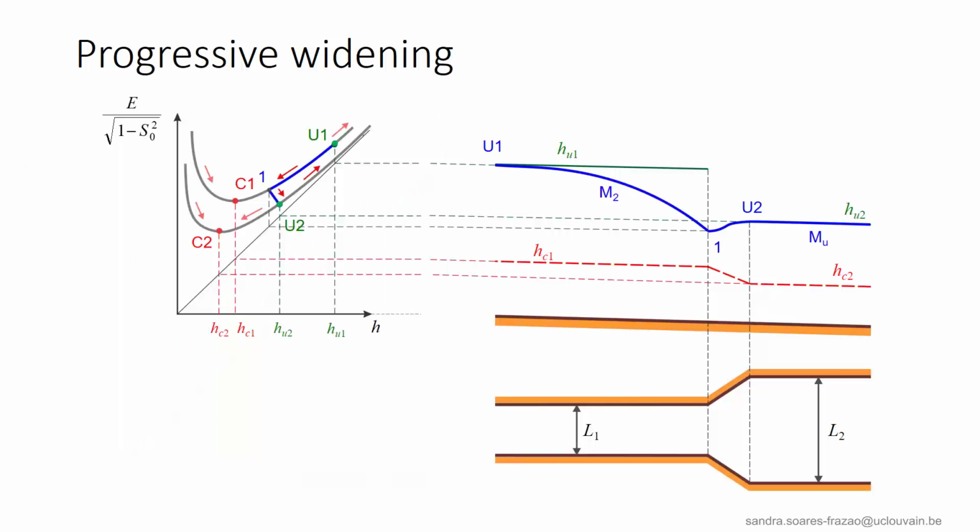The translation of the evolution of the specific energy into water depth is illustrated here. We first have a M2 profile that corresponds to a decrease of specific energy with a decrease in water depth until point 1. Then, the water depth increases in the transition until reaching HU2.